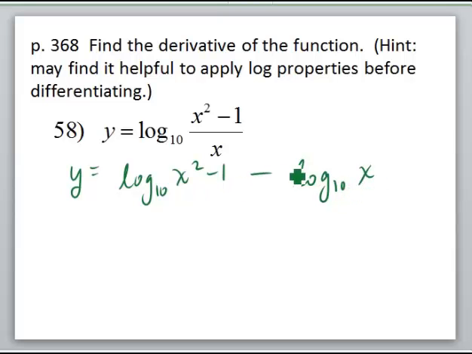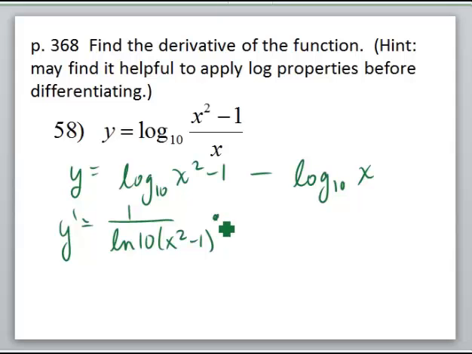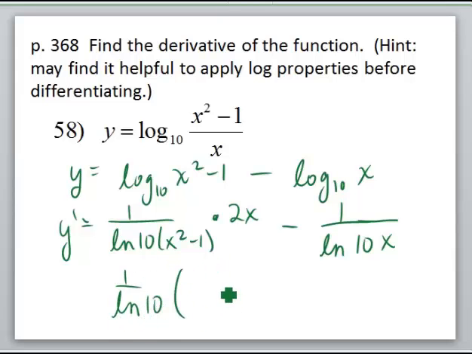Now that makes it much easier to do this because we don't have to use a quotient rule. So I have 1 over the ln of 10, that's my base, and then I have the x squared minus 1, that's my u part, times the derivative of that, which is 2x, minus, I'd have 1 over the ln of 10, that's my ln of a, and then I have my u part, or my x. The derivative of x is 1, so that's finished. The only thing I really could do to simplify this is to factor out the ln of 10, which would give me this answer.